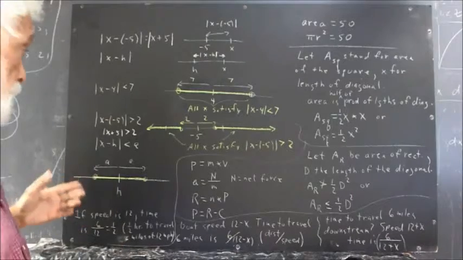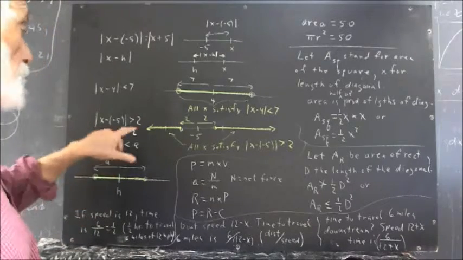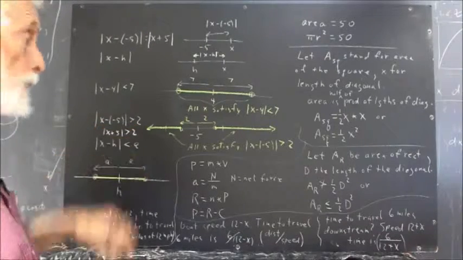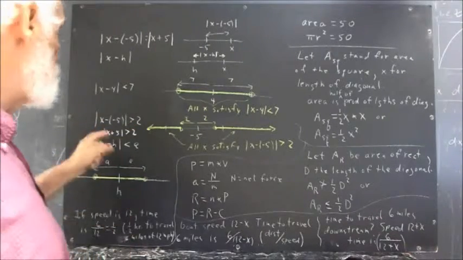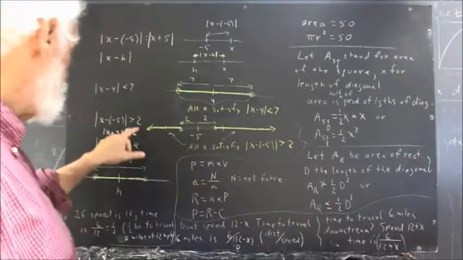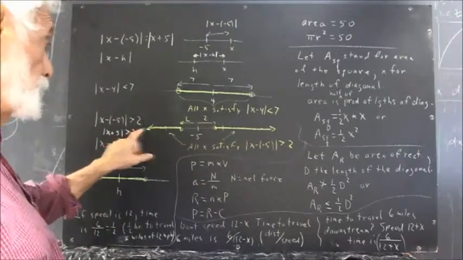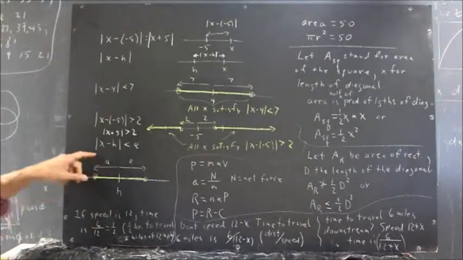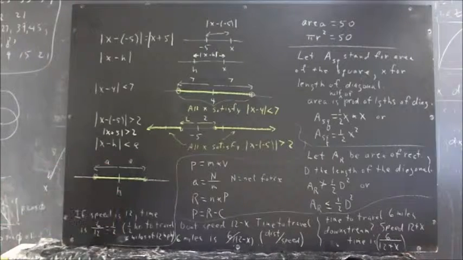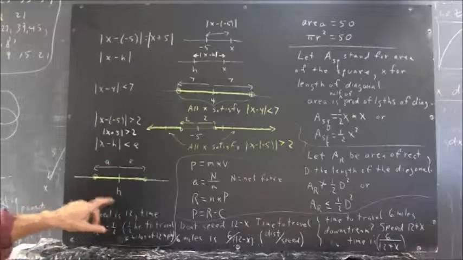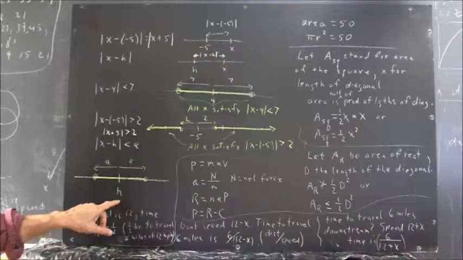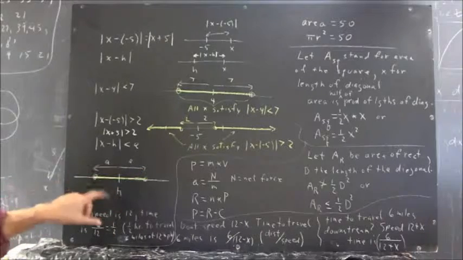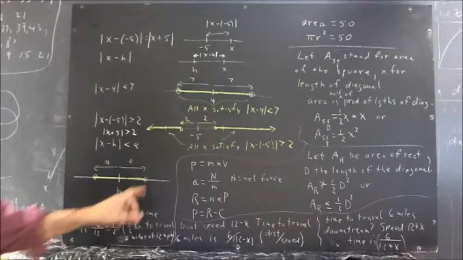So think about it. You need to understand why this inequality, absolute value of x minus negative 5 greater than 2, is interpreted as the set of all x values that lie more than 2 units from negative 5. And here, absolute value of x minus h less than a is depicted this way. Here's the point where x equals h. Here's the distance a on the right. Here's the distance a to the left. And x has to lie between here and here.